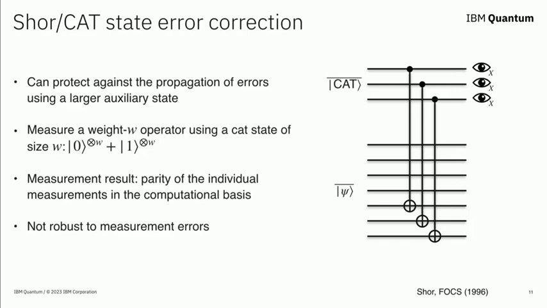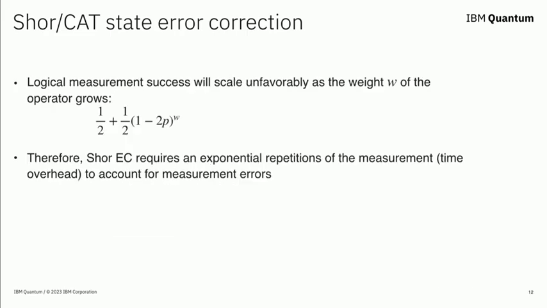But there's one serious drawback to this Shor error correction, which is that it's not robust to measurement errors. Any error on one of your cat state qubits will flip the measurement outcome, and so that leads to an overhead in the number of repetitions you have to do in order to get reliable statistics for your measurement outcomes. And so you get this blow up in the number of rounds you have to do. And the larger the weight of the operator is, the more repetitions you have to do. And if we're talking about measuring logical operators, these are typically high weight operators.